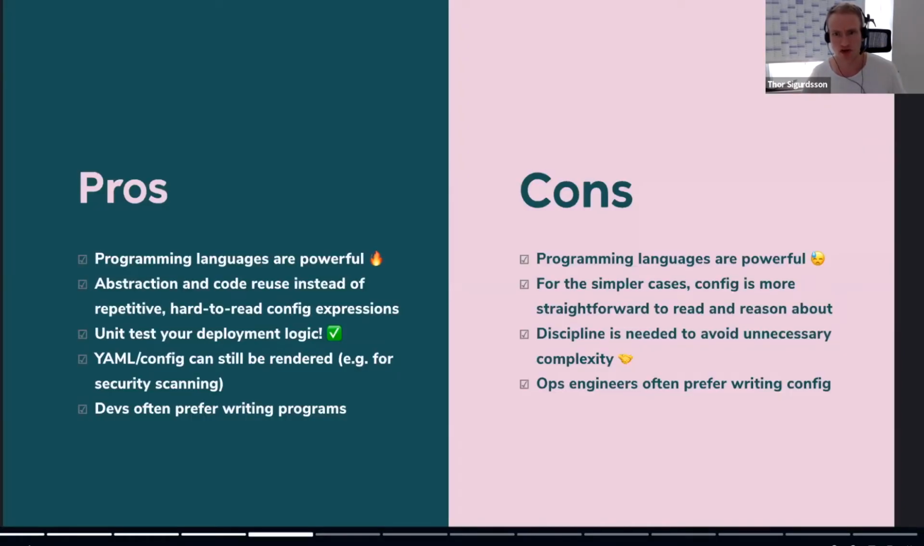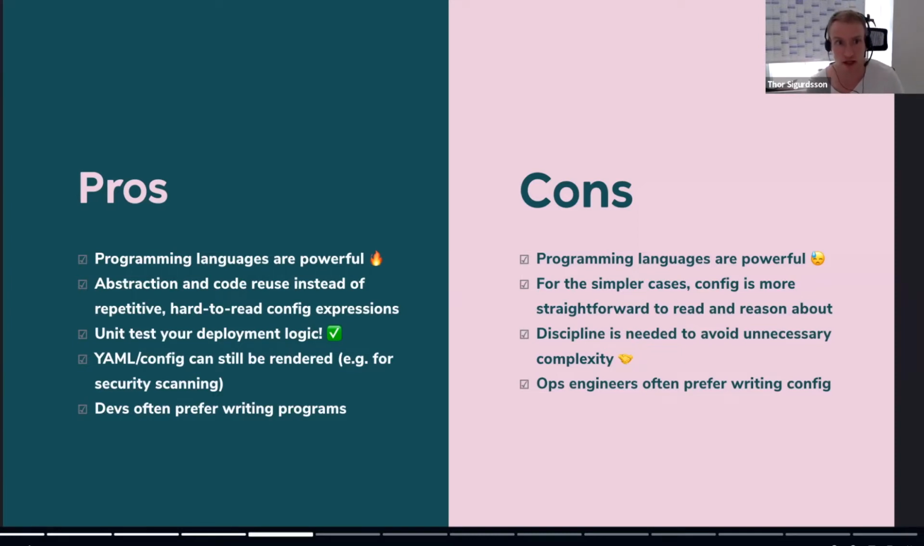The pros and cons of this: the pros are that Turing-complete programming languages are powerful. You get abstraction and code reuse instead of the sometimes repetitive, hard-to-read, arcane configuration expressions you get in configuration languages, where you have repetitive patterns and there's no simple way to abstract them out. If you have a lot of dynamism, there's no way to extract that out into data or helpers, or have unit tests for the helpers. All of the methods we use for software engineering in general, like abstraction, code reuse, and testing, are a lot easier to get at when you're using a programming language.